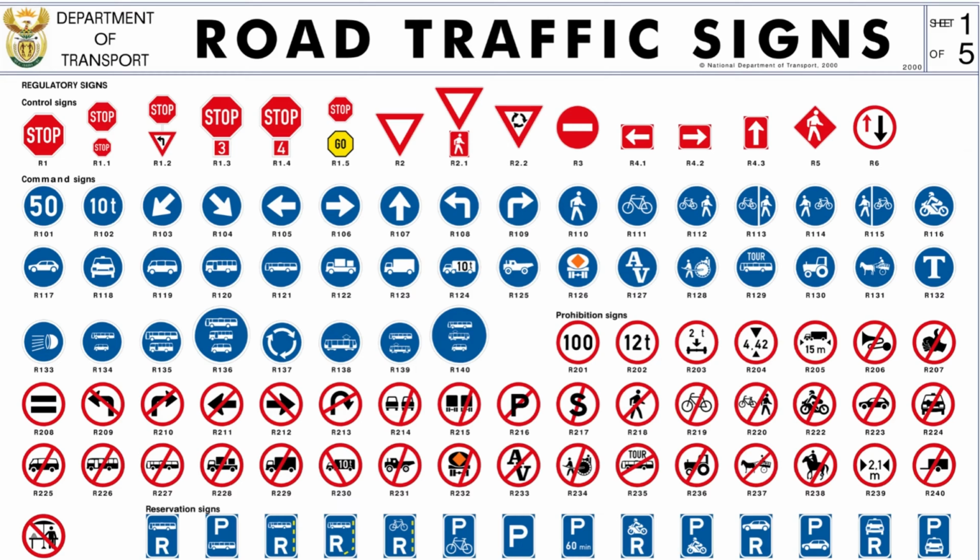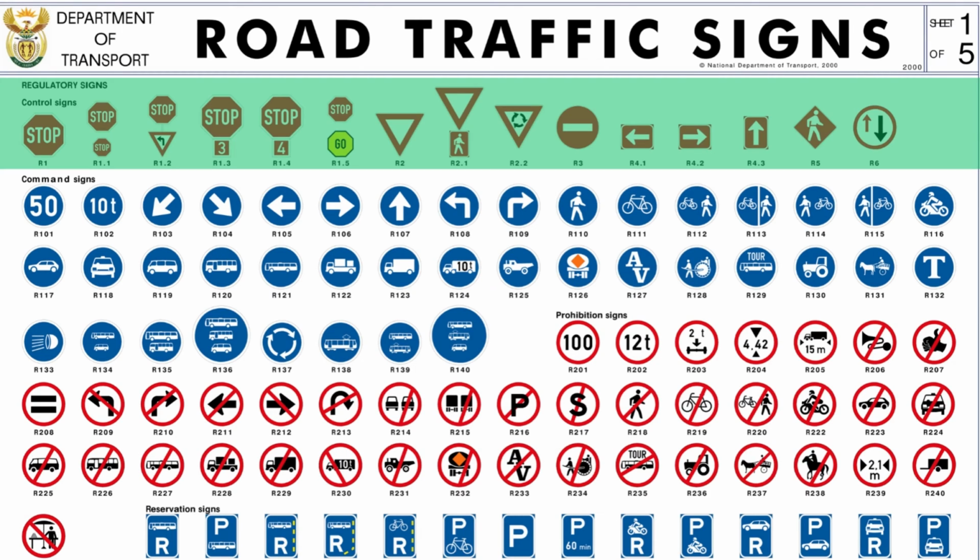South African road signs and their meanings. Regulatory traffic signs are those that inform road users of their legal obligations, such as speed limits, parking restrictions, and prohibited movements. These signs are divided into four categories: control, command, prohibition, comprehensive, and reservation signs. Most regulatory traffic signs have a rectangular shape with black lettering on a white background.